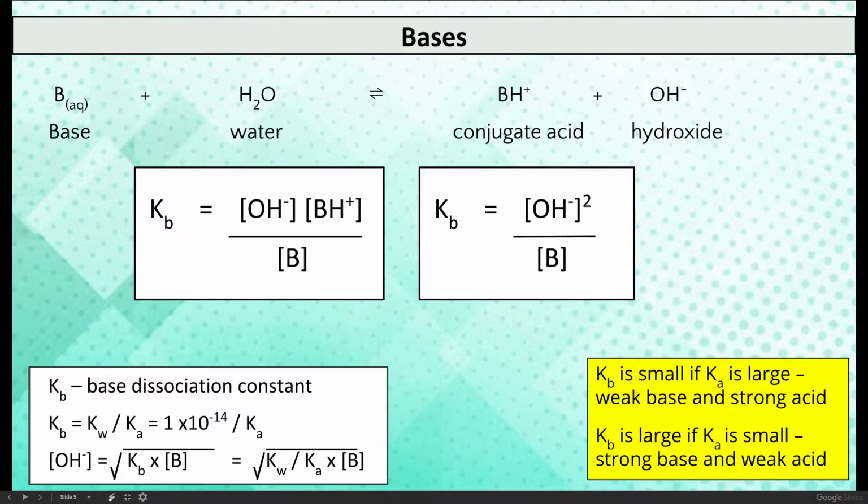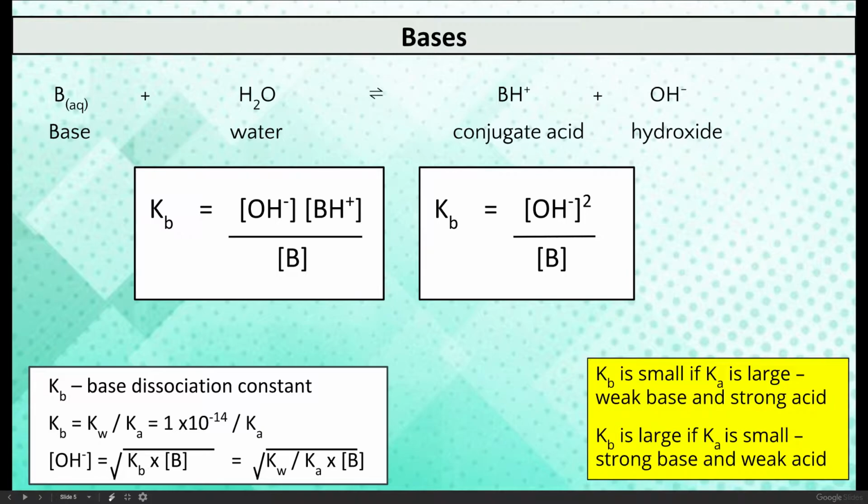And guess what? For that general equilibrium equation, we can write a corresponding K sub B expression, just products over reactants. What are our products? Because it's a base, it's producing hydroxide. So hydroxide is one of the species in the numerator of this equation. We also have the conjugate acid of the base, BH plus, also in the numerator. And we're dividing it by the concentration of our reactant, the base.